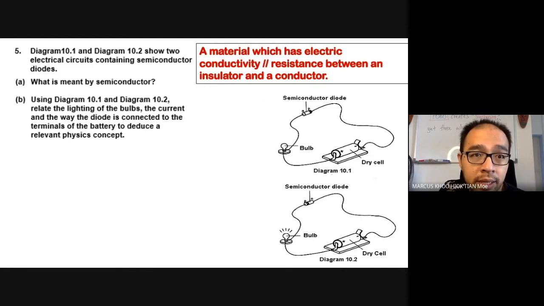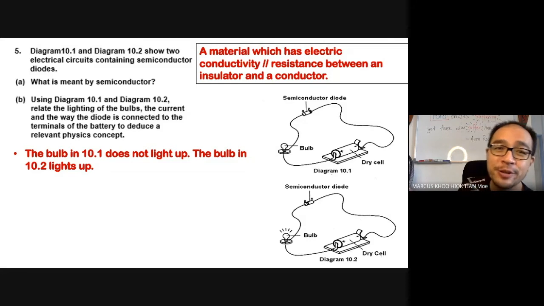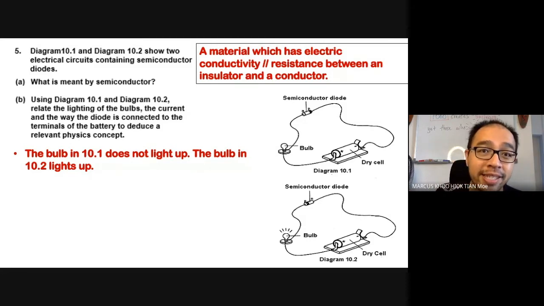But it is, dia tidak suruh kamu compare lah, dia suruh kamu terus relate. Okay, so this is how this would be. So the first mark will be the bulb in 10.1 does not light up, but the bulb in 10.2 lights up. Okay, so no matter what, you still have to compare lah. Okay, you still have to compare. 10.1 does not light up, 10.2 it lights up. Okay, except that we don't say the lighting up is bigger than the not lighting up. We can't use the words bigger, greater, all this here lah.